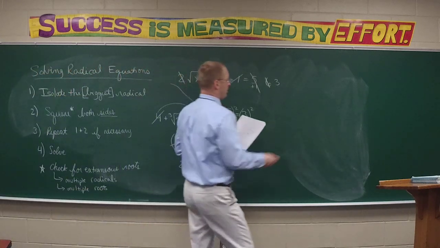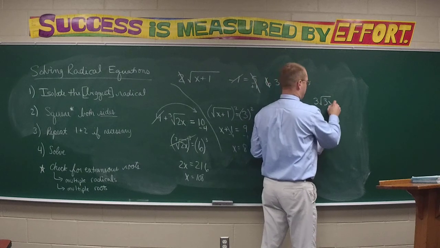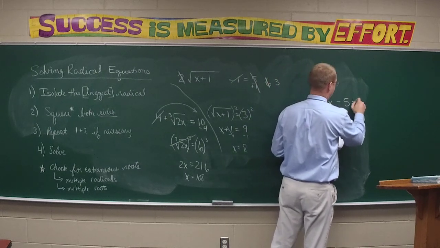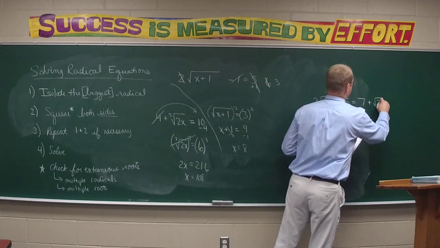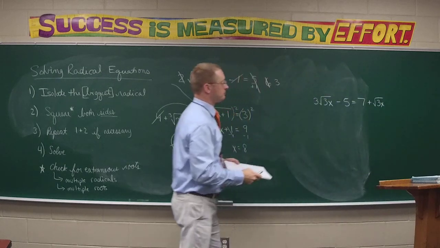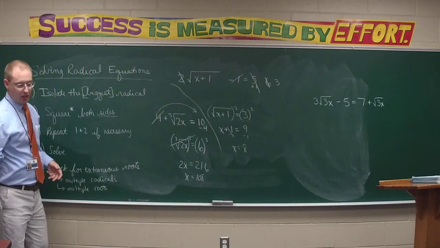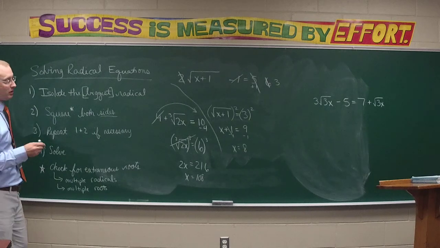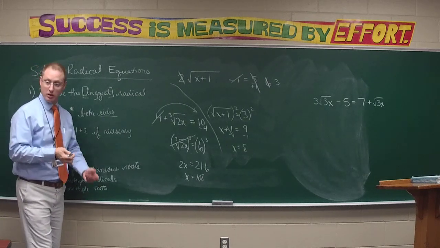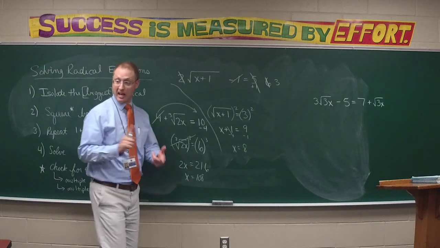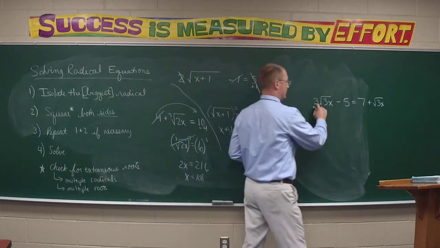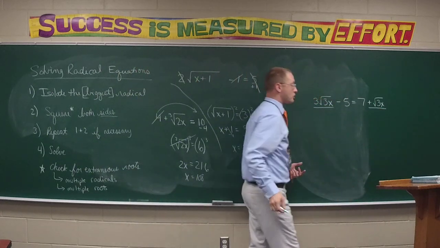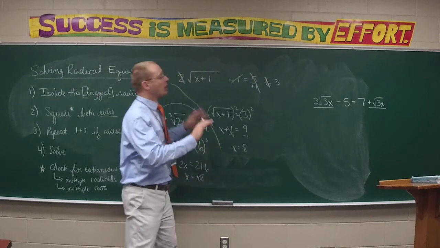Write this one down. 3 times the square root of 3x minus 5 is equal to 7 plus the square root of 3x. Now here I have multiple radicals, but look at them. What do we notice about the 2 radicals in this problem, Kendall? They're the same. They're similar. Same index, same radicand.